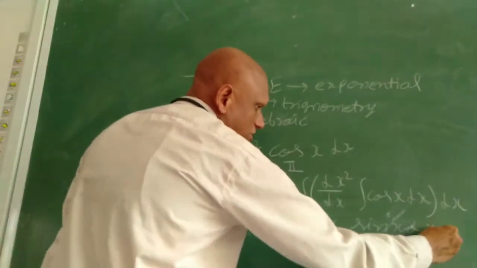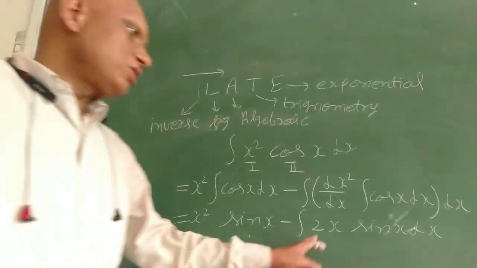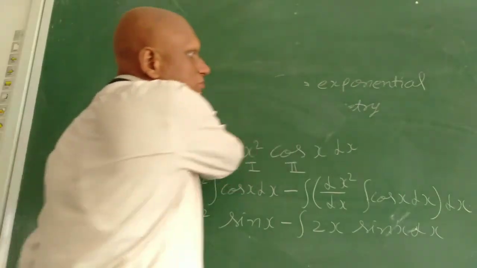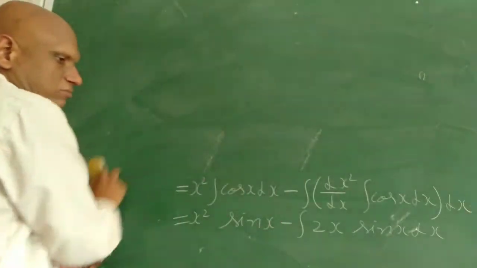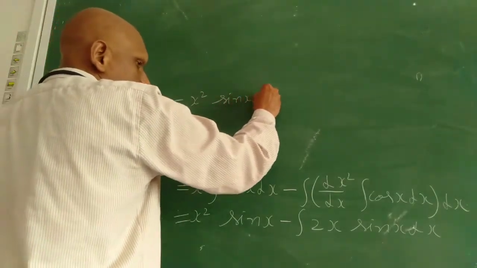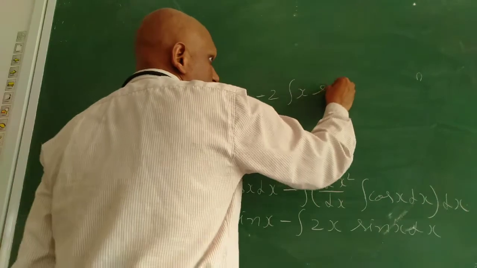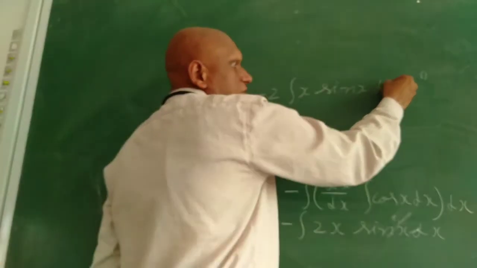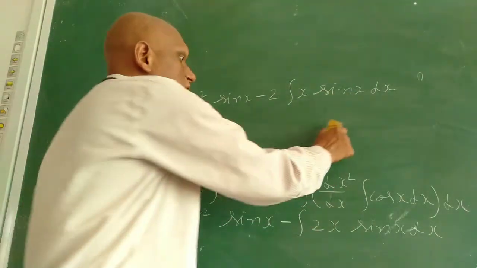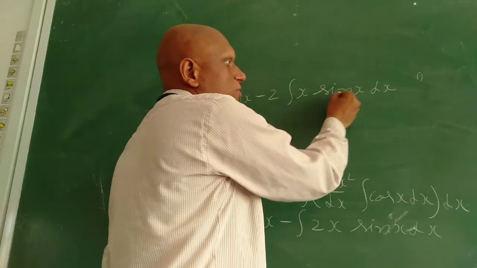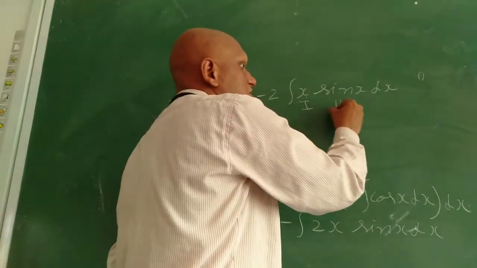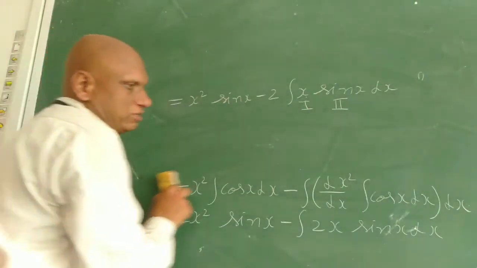Right? 2 is a constant, we can take it out from the integral. X square sin x minus 2 times the integral of x sin x dx. Right? Here we have to again apply the product rule, integration by parts. This is trigonometric, this is algebraic. Here x will work as the first function, sin x is the second function.